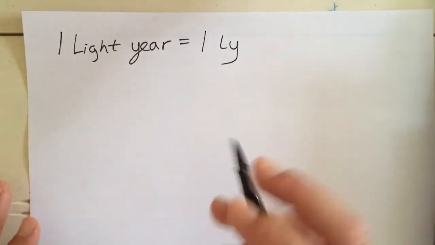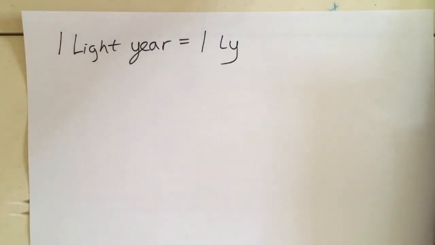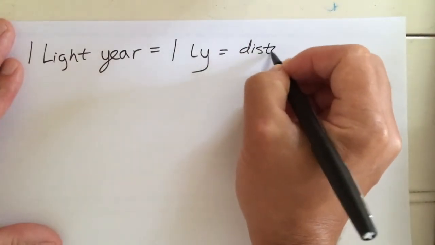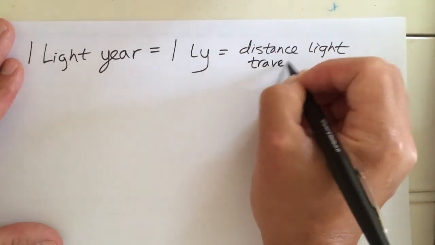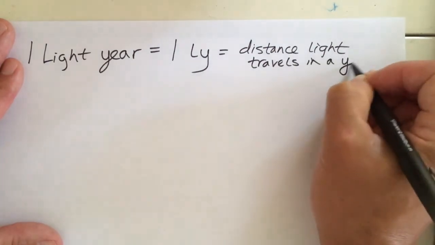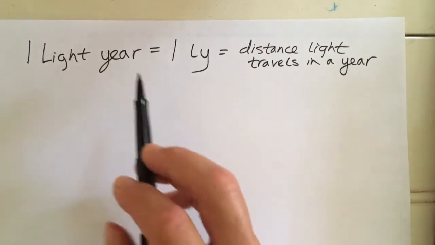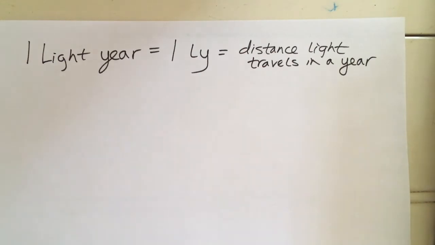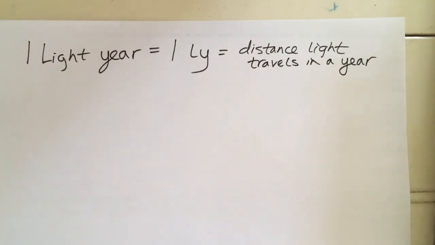All right, a light year is the distance that light travels in a year. And this is interesting because when you hear light year, you probably think time, right? You'd be like, oh, it's a light year, it would be time. But no, it's the distance light travels in that time. So it's kind of a tricky unit to use.